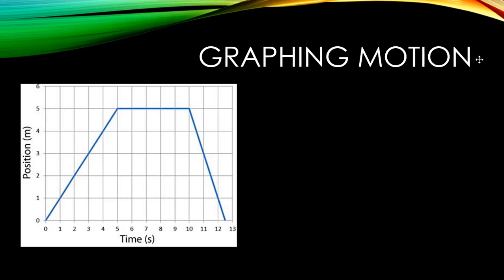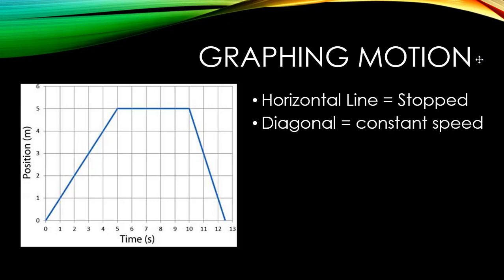For graphing motion, this type of graph should look a little familiar to you from 6th grade, and you basically need to describe what's happening. If a line is horizontal, that means the object is stopped. If there's a diagonal line, and on this one there are 2 different diagonal lines, then that means my object is moving at a constant speed.